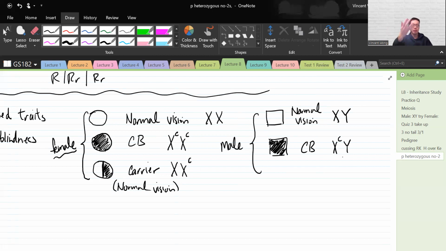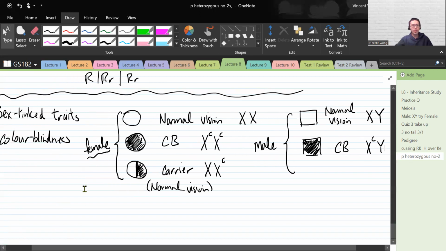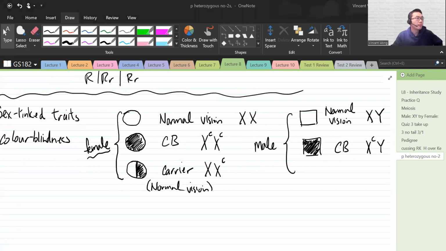So females are less likely to get colorblindness compared to men because they need two of the colorblind alleles, right? For men, you only need one. So let's try to do some of these questions and see what happens.